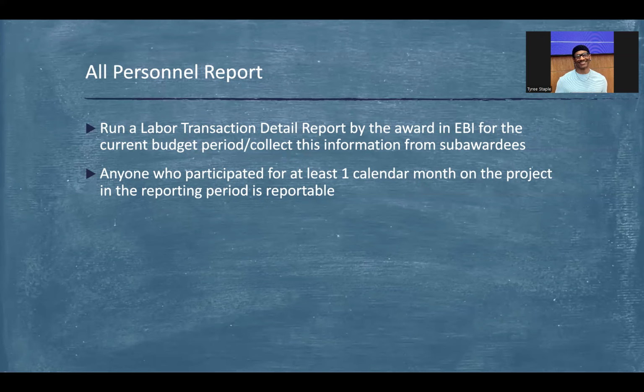And I think Malika showed the calculation when she was talking about other support the other day, but you just figure out what the effort level is by taking their monthly charge on the grant divided by their monthly base, and then calculate an average across the year, and then multiply that by 12 to get their calendar months. You'll also need to get that information from subawards. So anyone who participated for at least one calendar month on the project needs to be reported on.